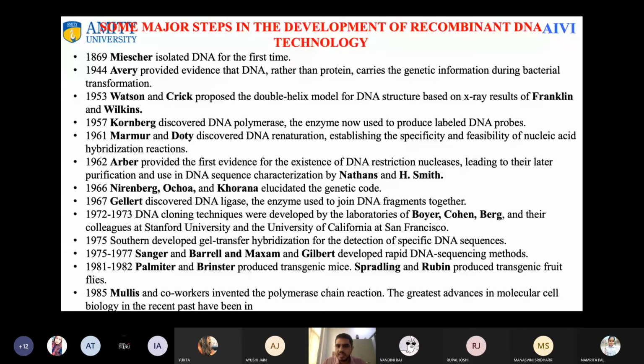And then comes 75. Now the next thing that came was Southern blotting. It means the DNA that is present in your gel. Some techniques we were studying in the laboratory also. You can transfer your DNA to the membrane. Membrane means you can immobilize your DNA. This immobilization or transfer process was described by Southern, so we call it Southern blotting.